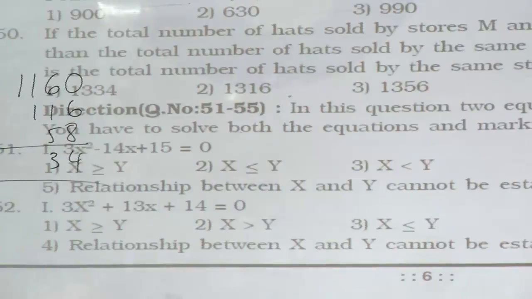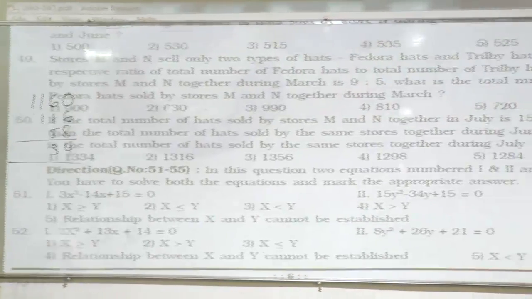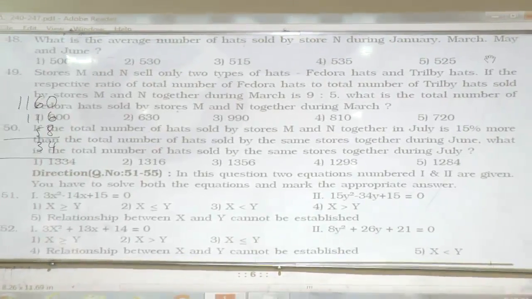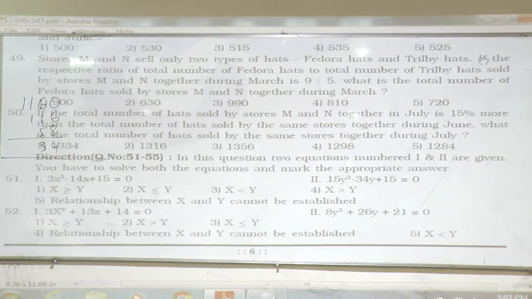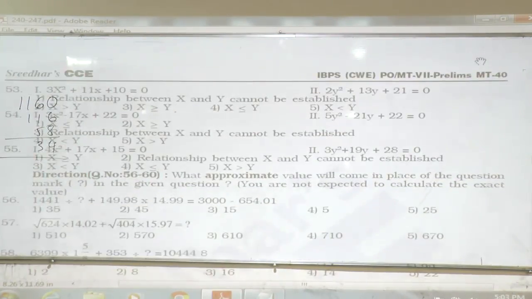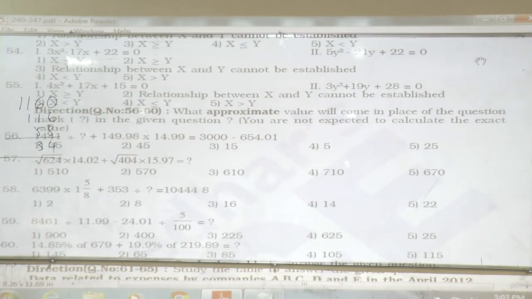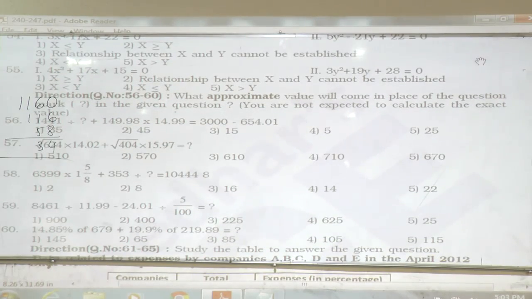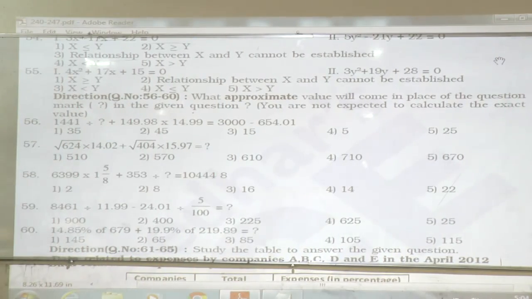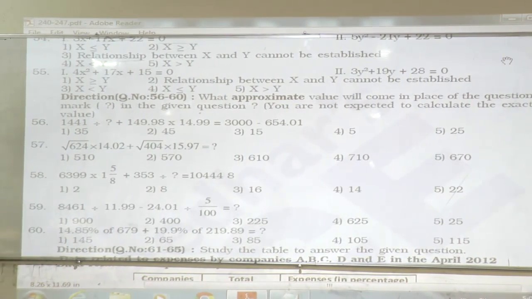Quadratic. Any particular question? Now, come on, let's start.